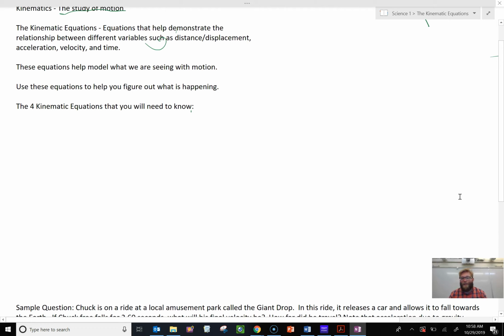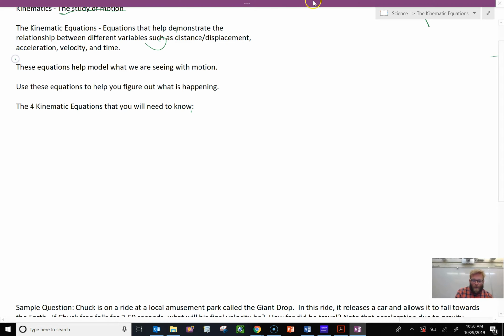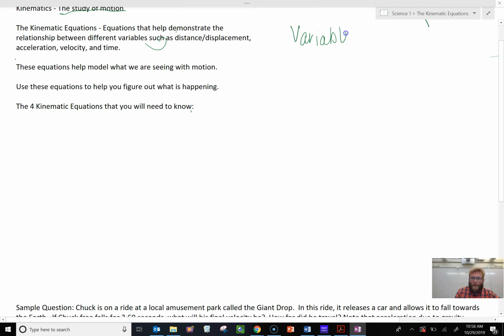So I'm just going to introduce what those equations are. With our kinematic equations, we can find a whole bunch of different things, so I just want to list what those things are. What are the variables that we're interested in finding here? With any of our questions, we're looking at variables, things like we've talked about before.